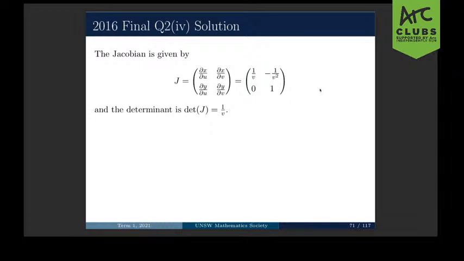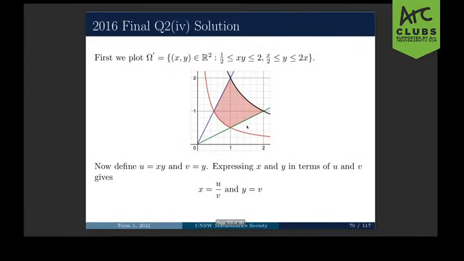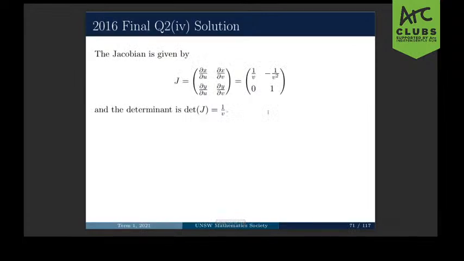I want to have the determinant. So the determinant is 1 on v times 1 minus 0: the leading diagonal multiplied, minus the other diagonal multiplied. And we should take the absolute value. In this case we don't care, because v is equal to y, and y only takes positive values. So this is already the absolute value.